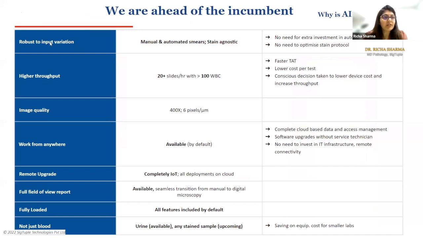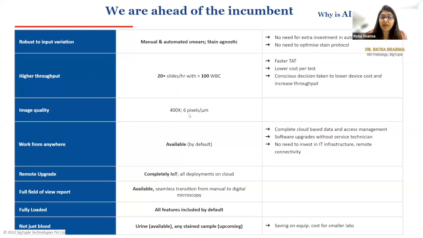So most important is that the AI that we have developed is very robust, because it is stain agnostic and smearing agnostic. Any kind of manual or automated staining and smearing, both kinds of slides can be used. It also has higher throughput, around 20 slides per hour, so that enables you to provide faster TAT, and there's lower cost per test.